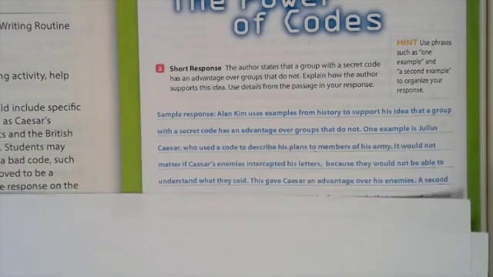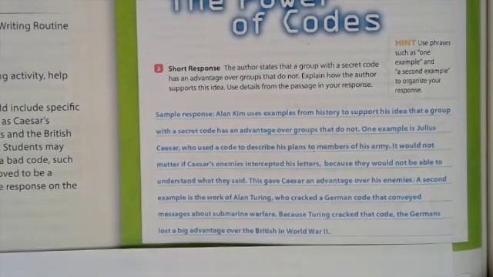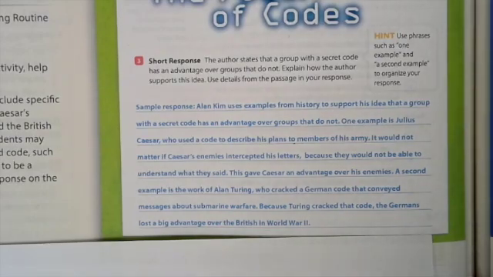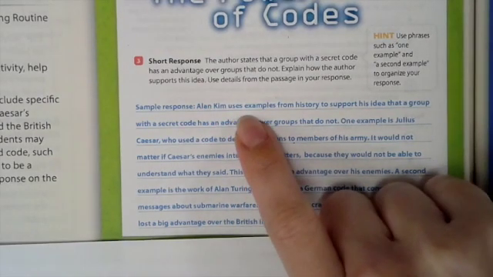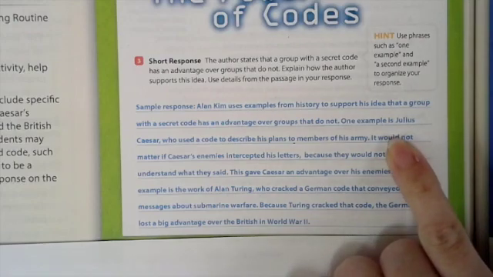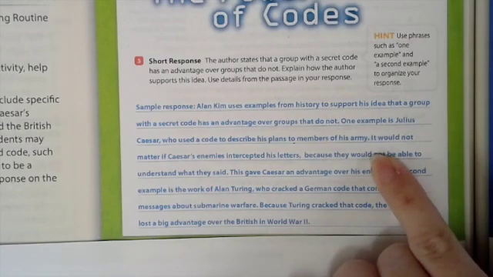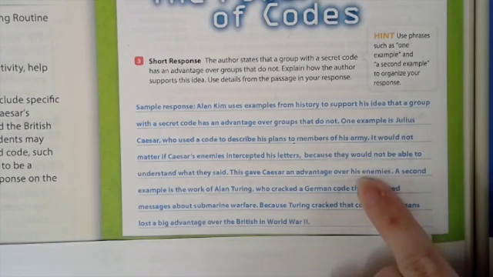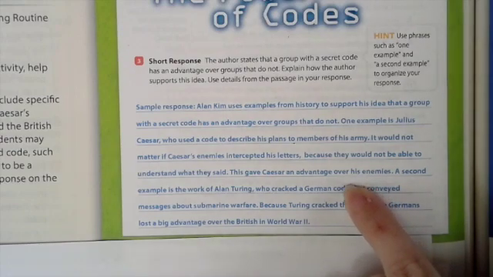So on page 342, this is a sample. You don't have to have this exact same answer, but it can be something similar. So Alan Kim, that's the author, uses examples from history to support his idea that a group with a secret code has an advantage over groups that do not. One example is Julius Caesar, who used a code to describe his plans to a member of his army. It would not matter if Caesar's enemies intercepted his letters, because they would not be able to understand what they said. This gave Caesar an advantage over his enemies.